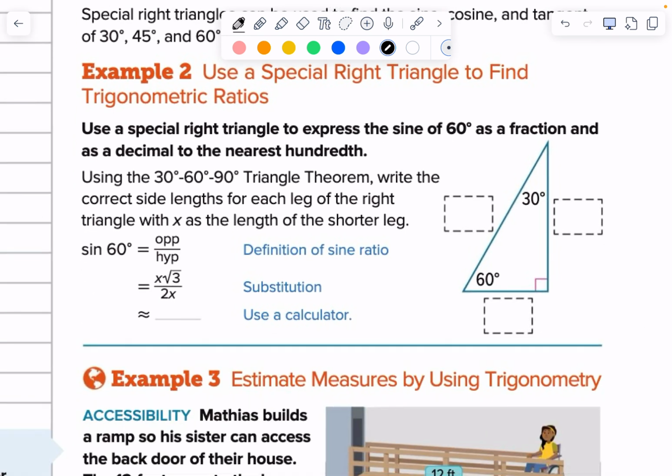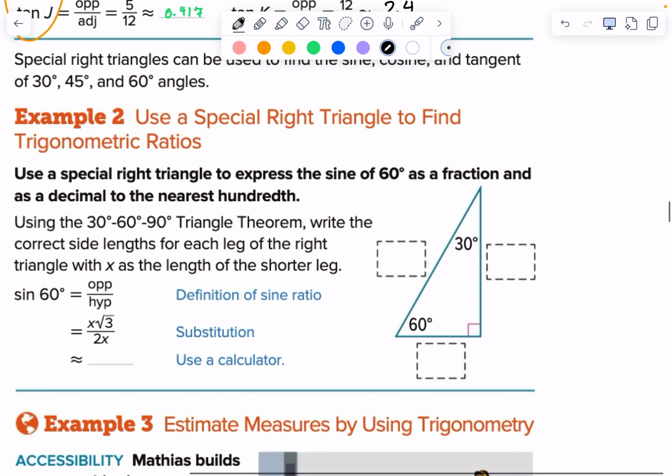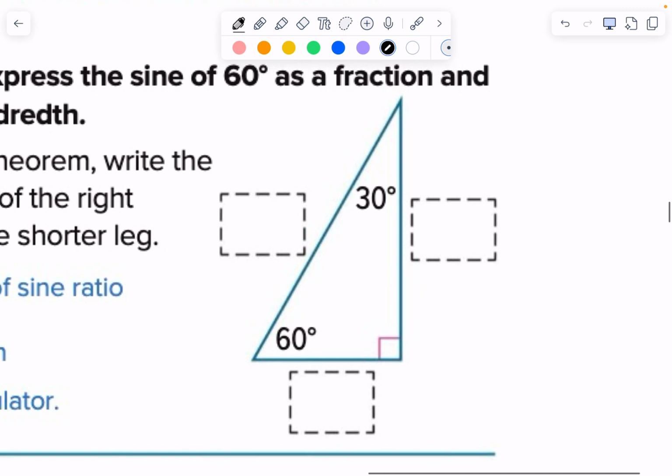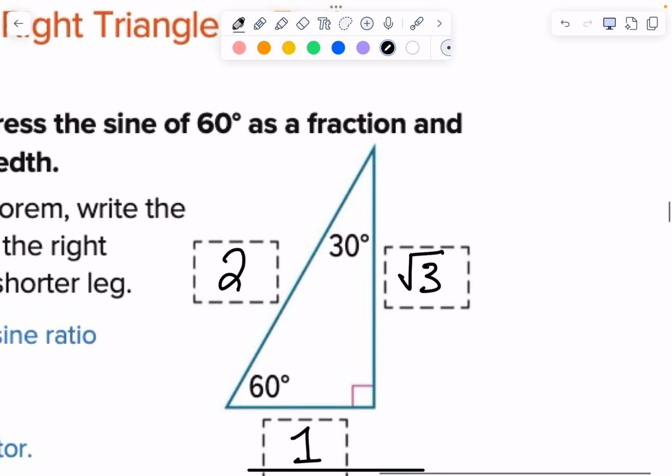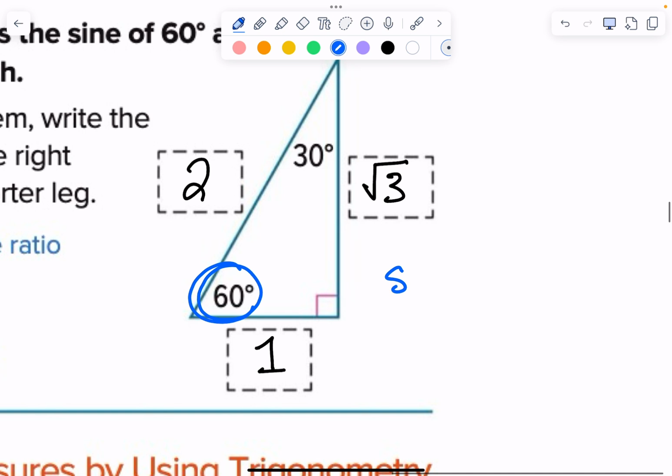use a special right triangle to express the sine of 60 degrees as a fraction and a decimal. All right, so this is a 30, 60, 90. What are the sides? 1. Which side is your 1 side? The bottom. Which side is your 2 side? The hypotenuse. Then the square root of 3 side is over here. Okay, they want sine of 60. So which angle are we picking on? The bottom left, right? I want to know what sine of 60 degrees is, okay?